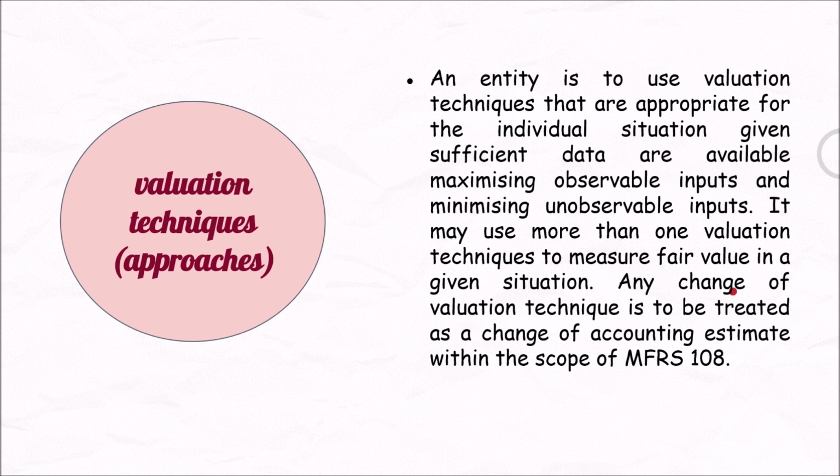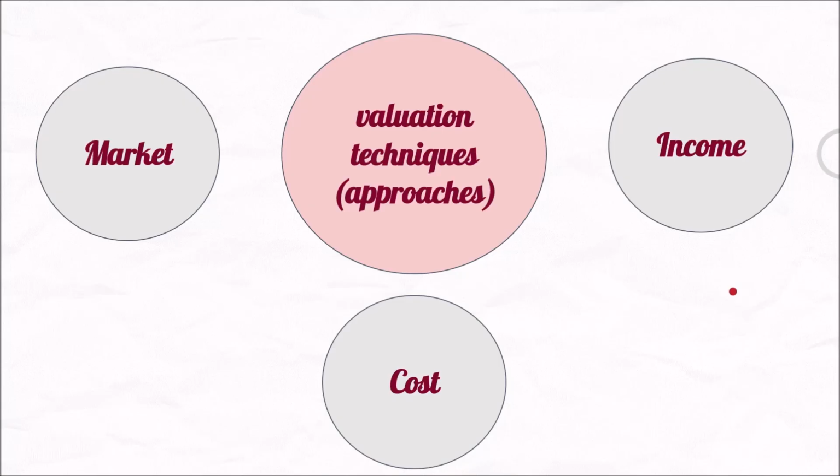An entity is to use valuation techniques that are appropriate for the individual situation, given sufficient data are available, maximizing observable inputs and minimizing unobservable inputs. It may use more than one valuation technique to measure fair value in a given situation. Any change of valuation technique is to be treated as a change of accounting estimates within the scope of MFRS 108. So moving on, valuation techniques basically consist of three approaches, namely market approach, income approach, and cost approach.